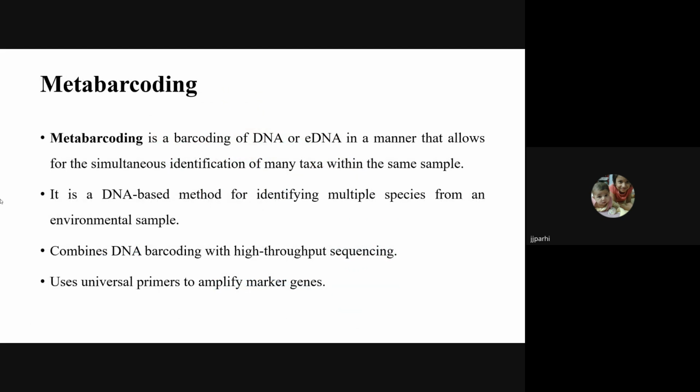So metabarcoding, as I told you, is a barcoding of DNA in a manner that allows for the simultaneous identification of many taxa within the same sample. It is a DNA-based method for identifying multiple species from an environmental sample. It combines DNA barcoding with high throughput sequencing, which is next generation sequencing. So we use universal primers to amplify marker genes. So what are the marker genes?